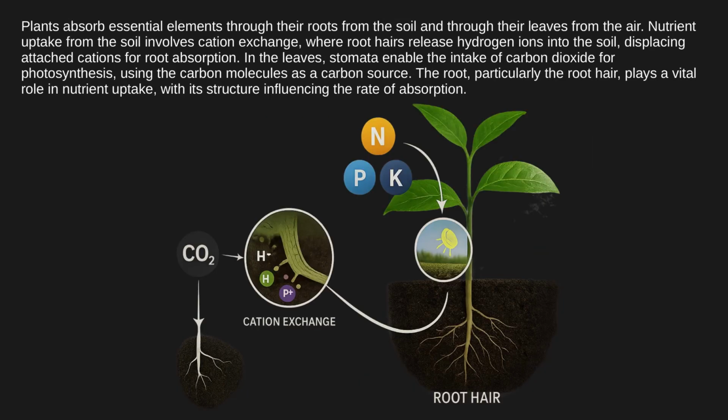Plants absorb essential elements through their roots from the soil and through their leaves from the air. Nutrient uptake from the soil involves cation exchange, where root hairs release hydrogen ions into the soil, displacing attached cations for root absorption. In the leaves, stomata enable the intake of carbon dioxide for photosynthesis, using the carbon molecules as a carbon source. The root, particularly the root hair, plays a vital role in nutrient uptake, with its structure influencing the rate of absorption.